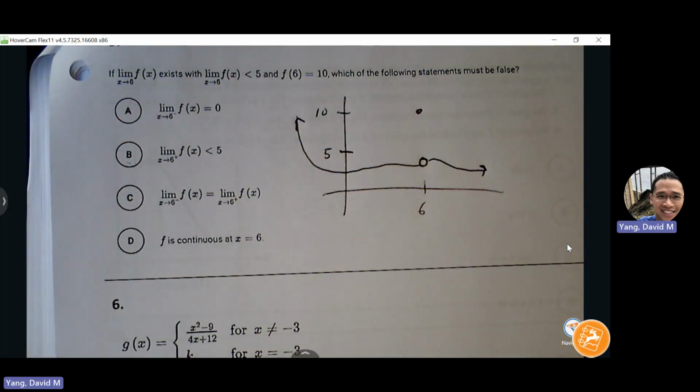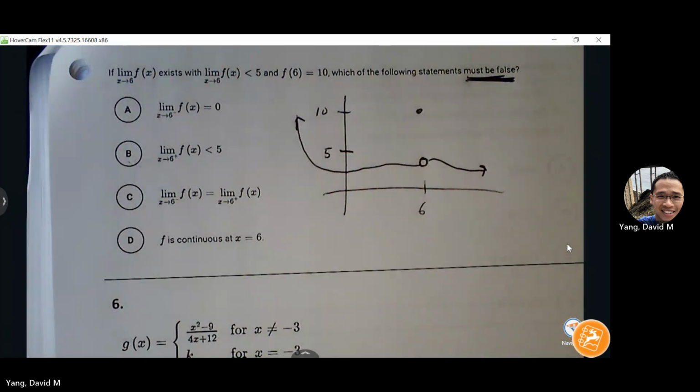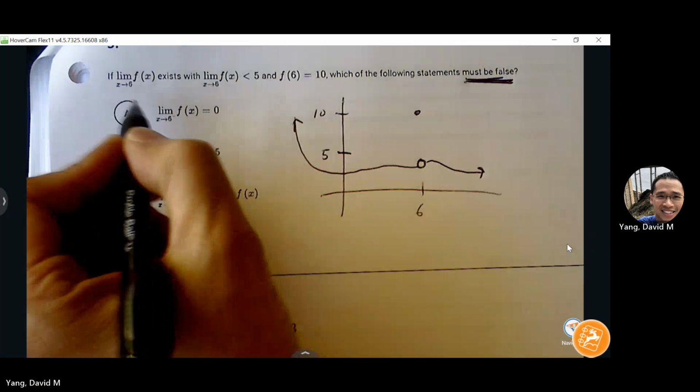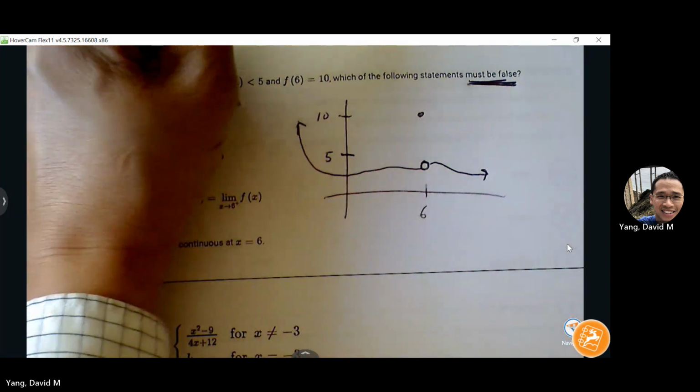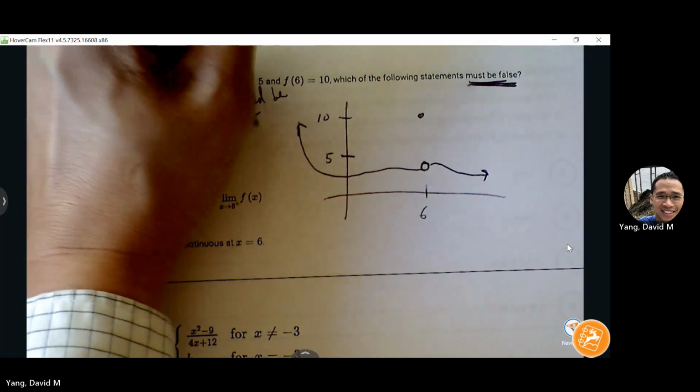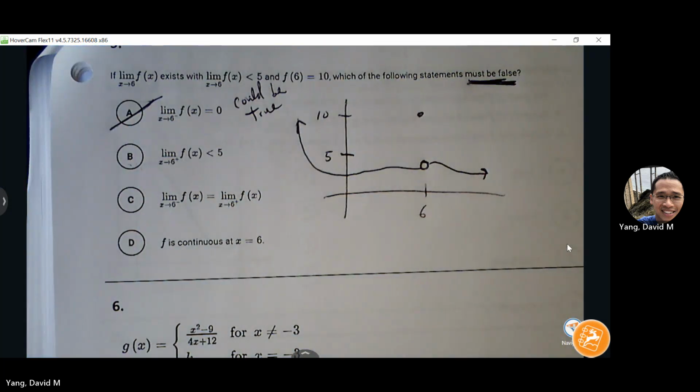So I just drew a hypothetical graph, just so I can have something to work off of when I read my choices. Okay. Would the correct answer be A? You want the one that must be false. So it could be at 0, but it doesn't have to be. The way I drew it, it just has to be less than 5, so it's a possibility. So we can't rule that out to be always false. We can't.